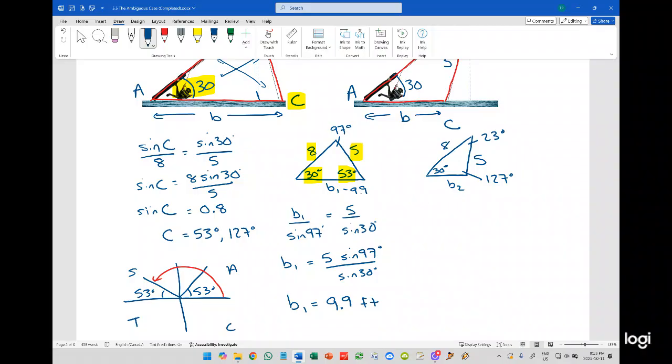And then this one here, the setup's almost the same. B2 over sine 23 equals, again, 5 over sine 30. B2 equals 5 sine 23 over sine 30. And that gives us 3.90 or 3.9.